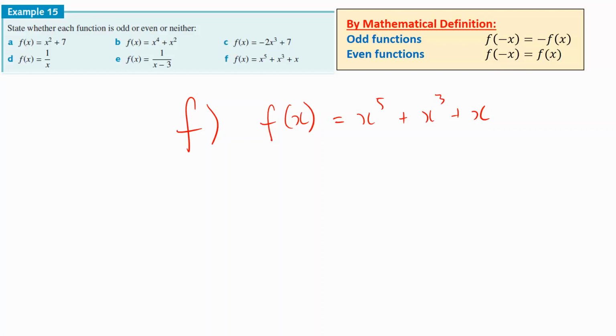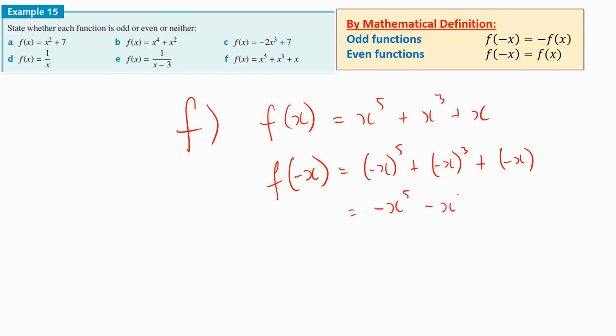So if I sub in now, I'm going to substitute negative x in. I'm going to put negative x into the power 5 plus negative x into the power 3 plus negative x. What does negative x to the power 5 give me? Negative x to the power 5, because remember, anytime you raise to the power of an odd number, it stays negative. Like negative 1 cubed is still negative 1, negative 1 to the power 5 is still negative 1. So this is still negative x to the power 5, and this is still negative x to the power 3, and this is still negative x.